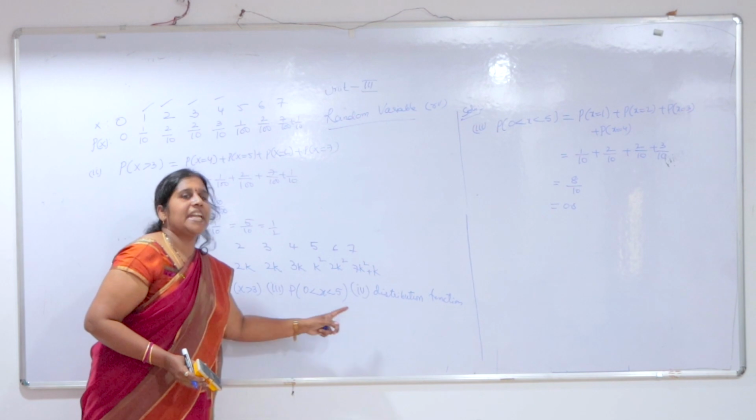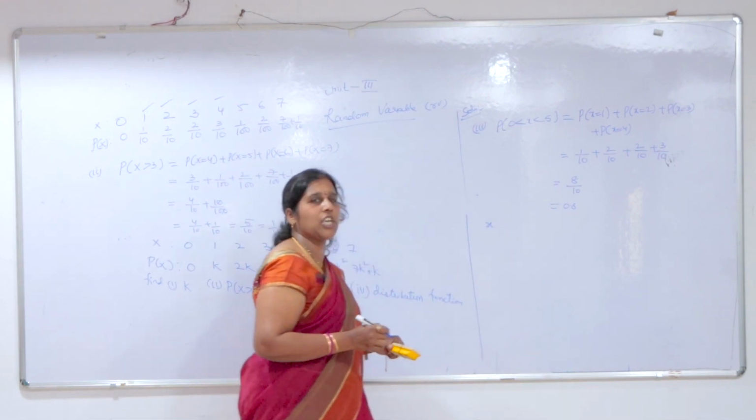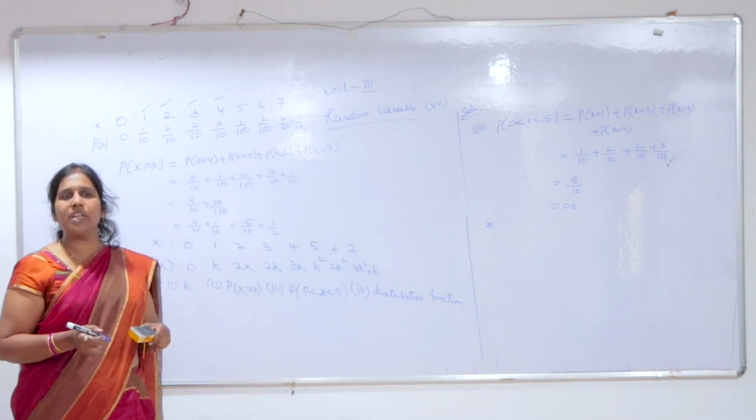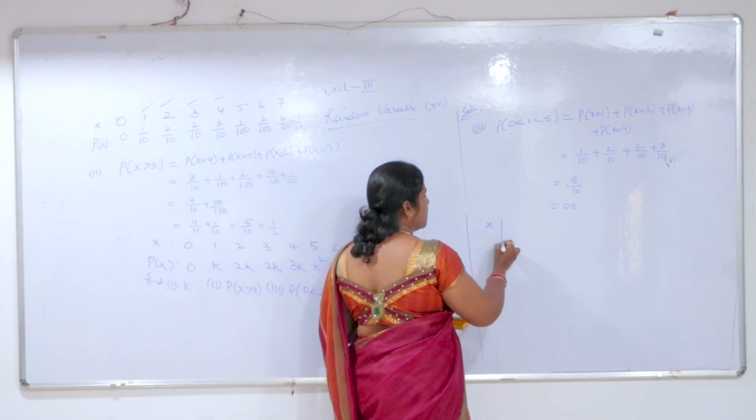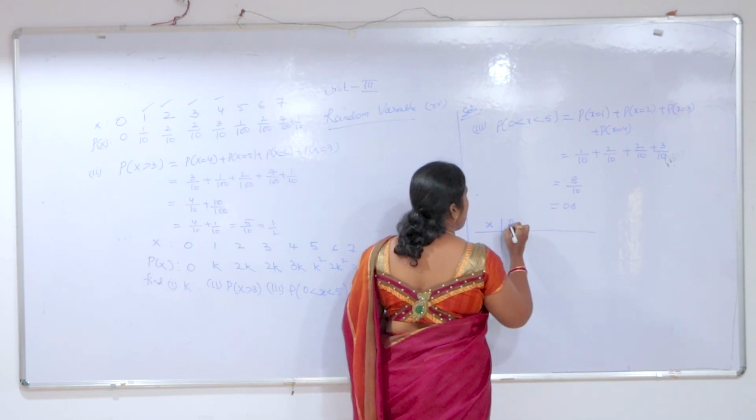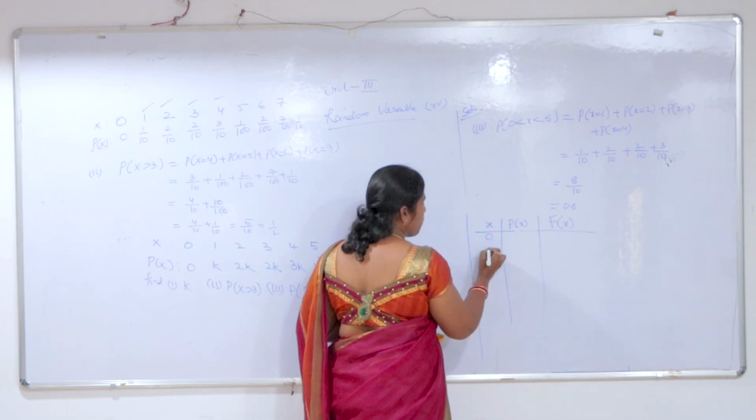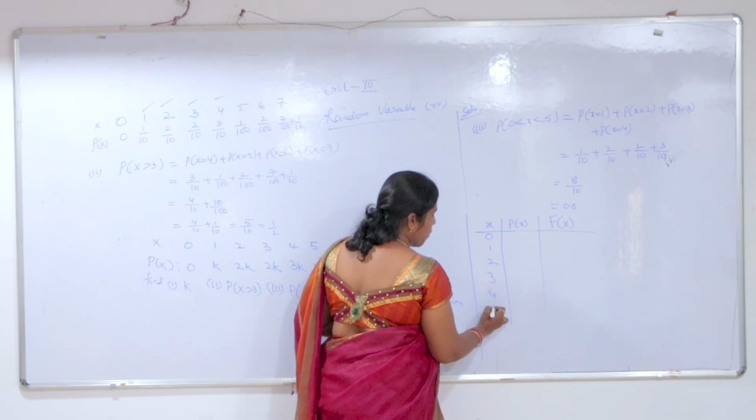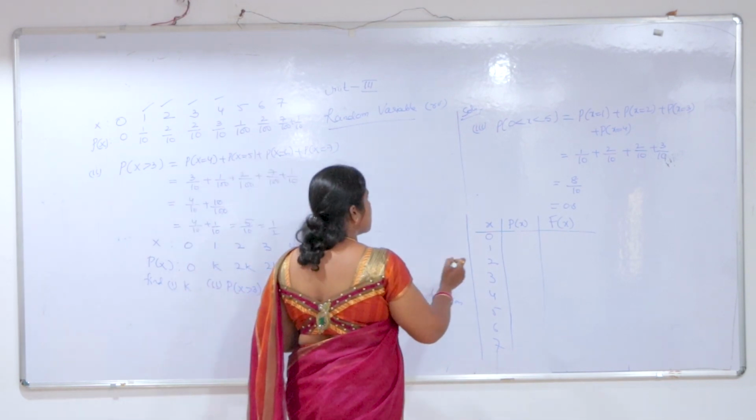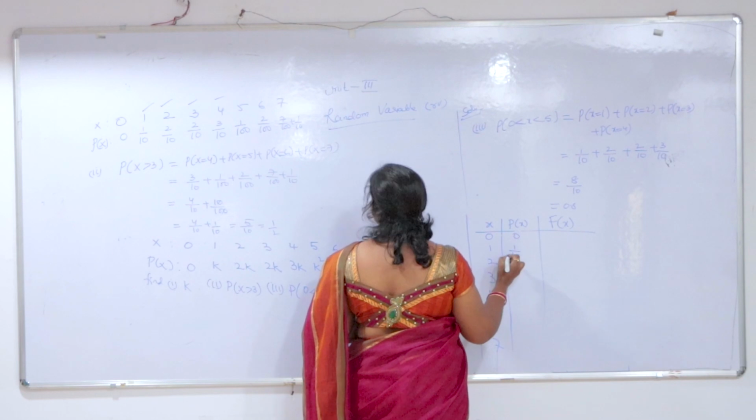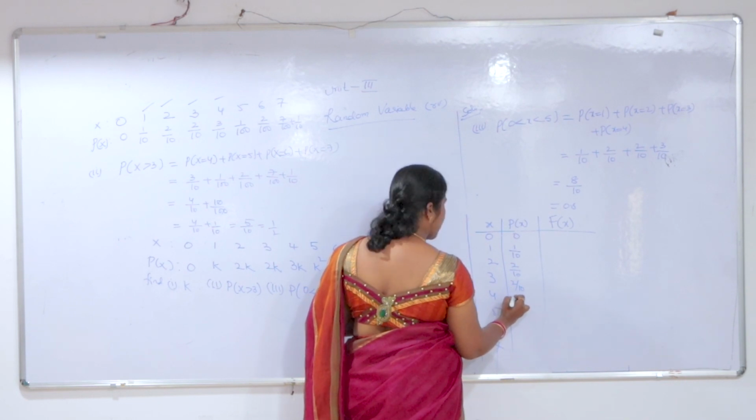Okay, next the last bit, distribution function. So distribution function is nothing but like your cumulative frequency. What is cumulative frequency? You are adding your frequencies from top to bottom. The same thing you need to do. I'll write here x values, p of x values, and distribution function capital F of x. So what are the values of x? 0, 1, 2, 3, 4, 5, 6, 7. So p of x values: 0, 1 by 10, 2 by 10, 2 by 10, 3 by 10.